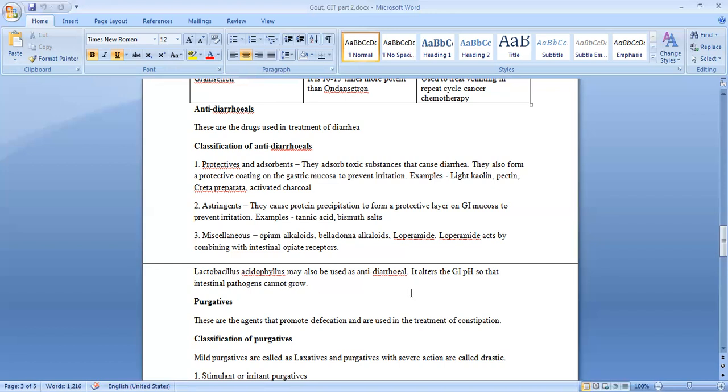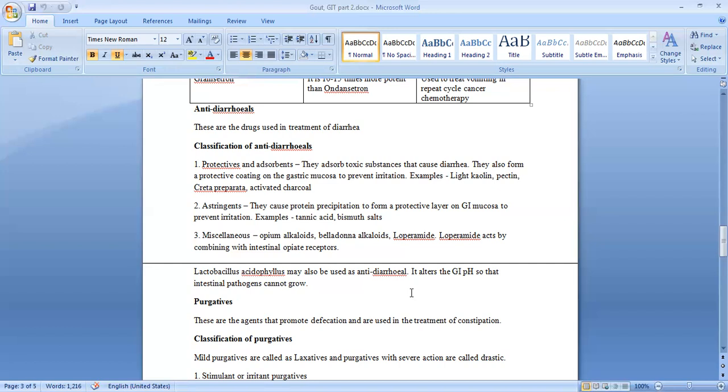The second category of drugs are astringents. We know that astringents are protein precipitants. When you administer an astringent to a person who has diarrhea, it will cause precipitation of the proteins in the gastric mucosal layer. That precipitated protein will form a protective layer on the GI mucosa so that it does not get further irritated. So compounds like tannic acid and bismuth salts have this astringent action.